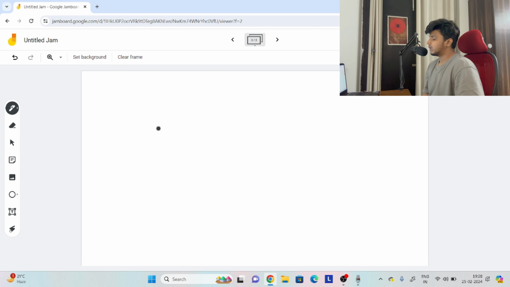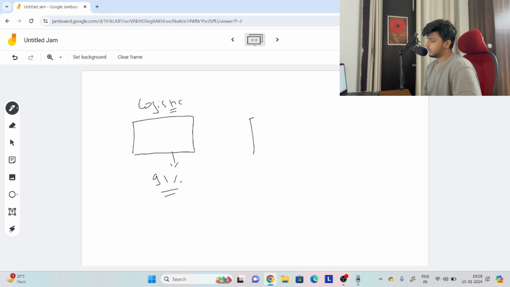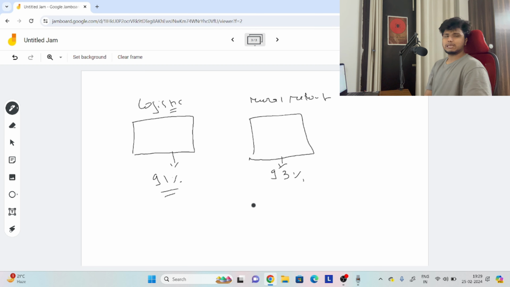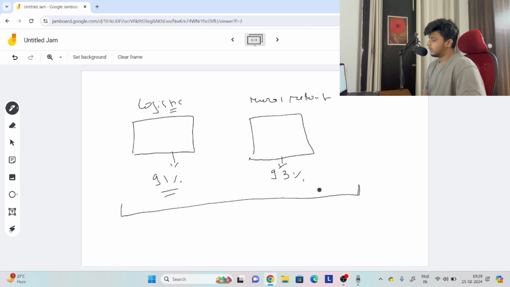In easy terms, I would say that if I can get a result on a model that is your simple logistic regression model, and I'm getting around 91% recall here. Okay, and let's say in the other case, on the same data set, when I'm applying a neural network, I'm able to get 93% recall.